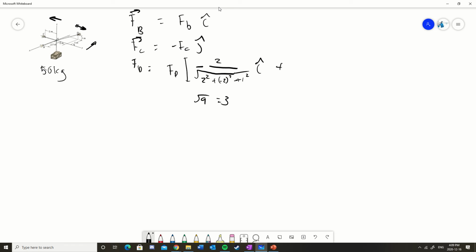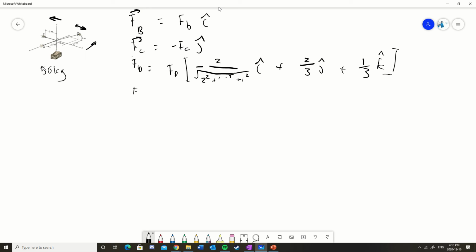So, from there, we want to follow that same pattern. It's 2/3 j hat, because it's 2 in the y direction, plus 1/3 k hat, because it's 1 meter up in the air. Simple enough so far. Now, we've got those equations.